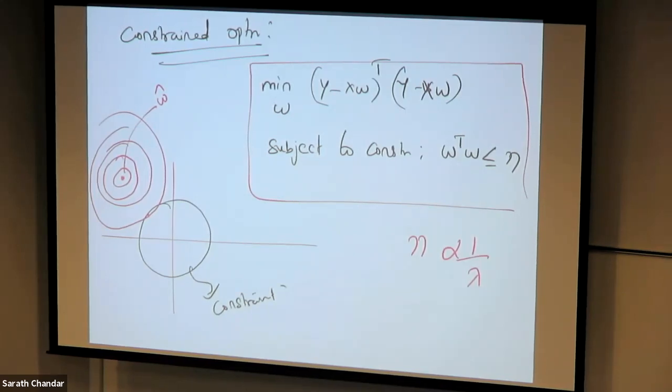Okay. So is it clear? Any questions about this geometric interpretation of L2 regularization?